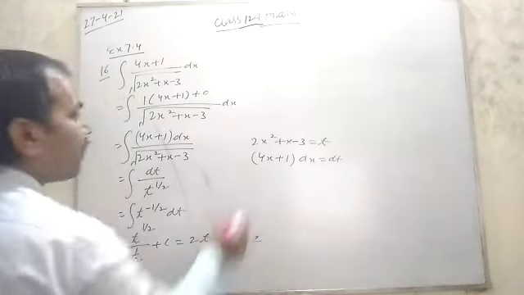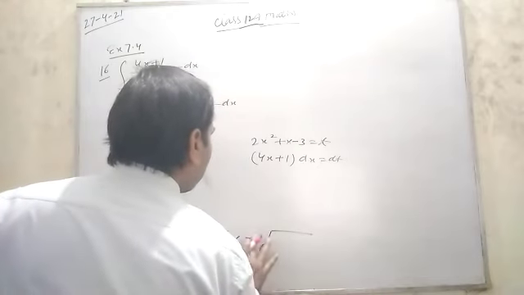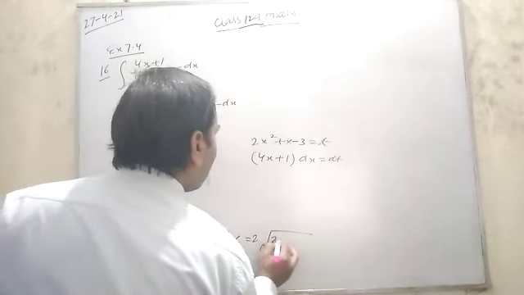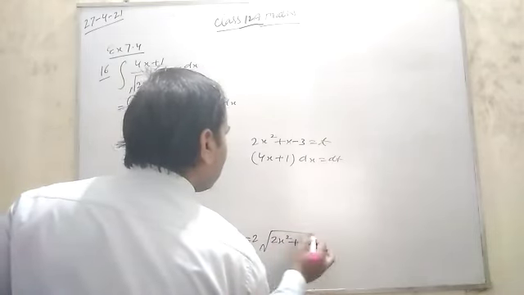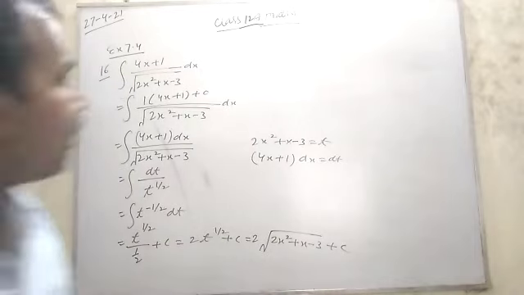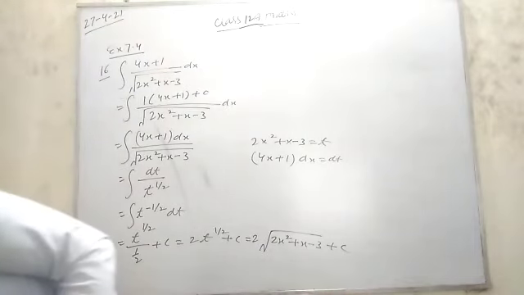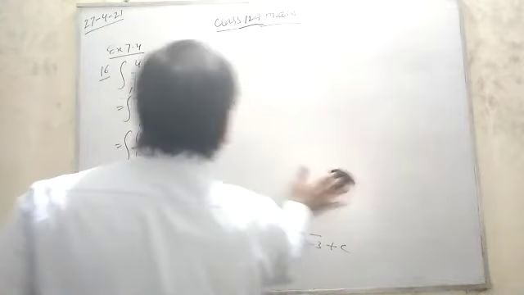So put the t value, power 1 by 2, so 2 under root 2x square plus x minus 3 plus constant. This will be the answer. Understood? So like this, the remaining questions also you can try hard.